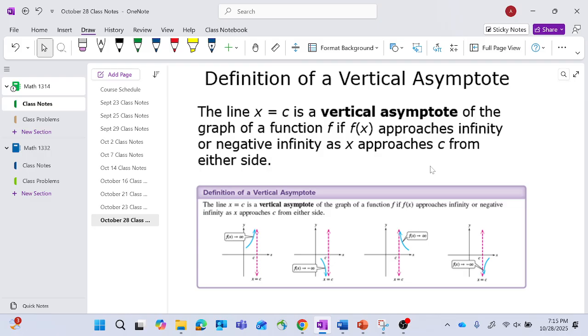Again, I don't really like this definition of vertical asymptote. I don't think we're going to get into how to figure out which way it's going to go, up or down. But what you need to know now is a vertical asymptote happens when you divide by 0.